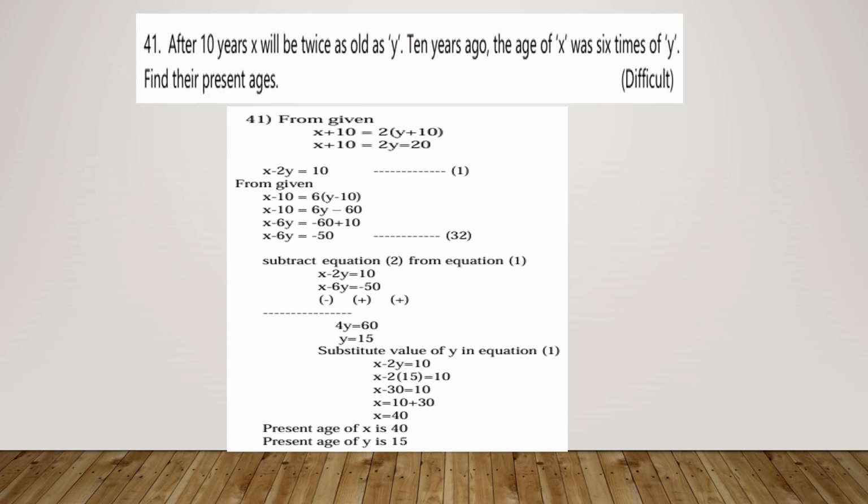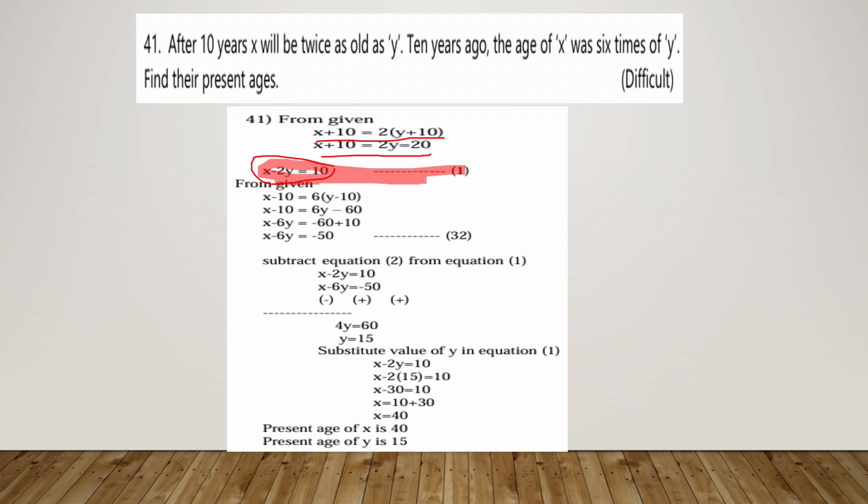Here, from the given, after 10 years, x will be twice as old as y. Means you can write x plus 10 is equal to 2 into y plus 10. Then one more equation is given. The age of x was 6 times that of y. You can write here, x plus 10 is equal to 2y plus 20. So from equation 1, x minus 2y is equal to 10. Take it as equation 1.